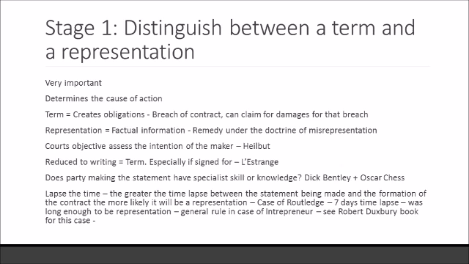So that is stage 1 of answering a misrepresentation question. You will look at the relevant factors, look at the nature of the statement, apply the objective test, take into account the relevant guidelines, and then arrive at the conclusion as to whether it was a term or a representation.